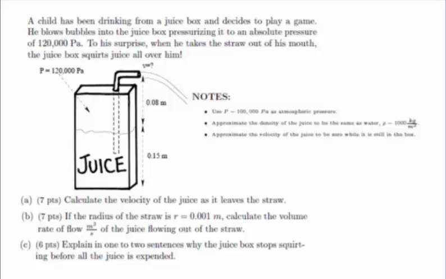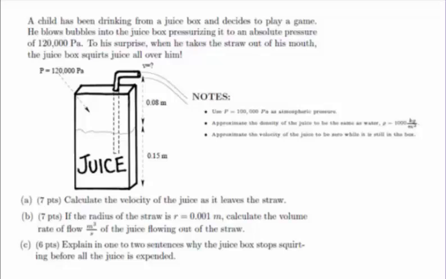A child has been drinking from a juice box and decides to play a game. He blows bubbles into the juice box, pressurizing it to an absolute pressure of 120,000 pascals. To his surprise, when he takes the straw out of his mouth, the juice box squirts juice all over him.